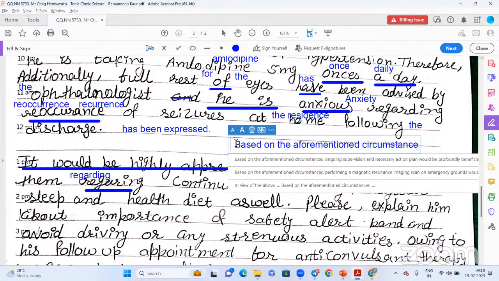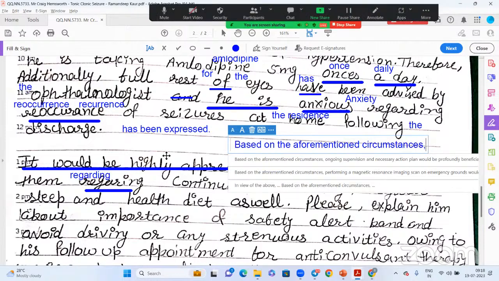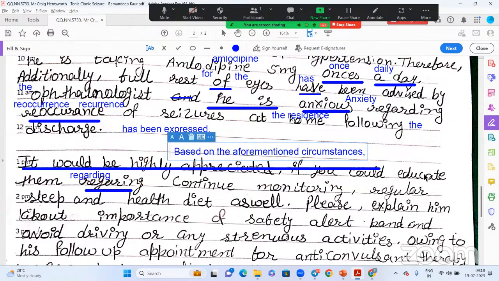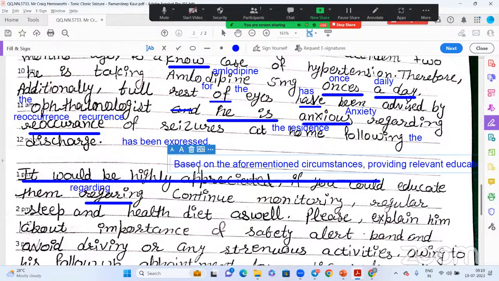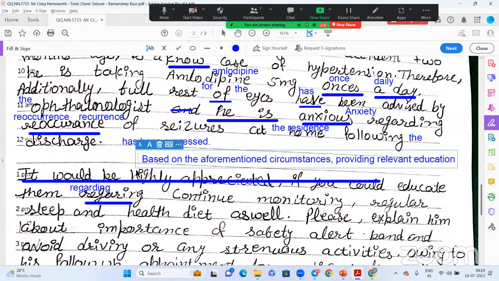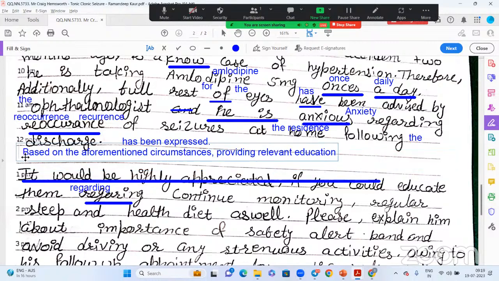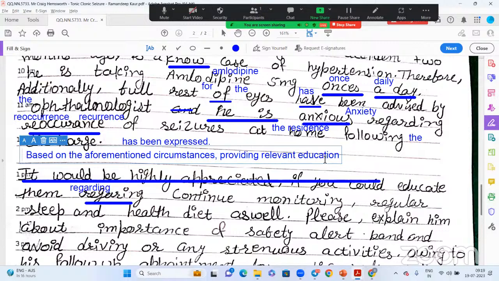Based on the aforementioned circumstances, providing relevant education regarding continuation of regular monitoring, regular sleep and health and diet would be profoundly beneficial. So I'm changing the sentence. This is a very powerful sentence. Okay, you have to be very careful.